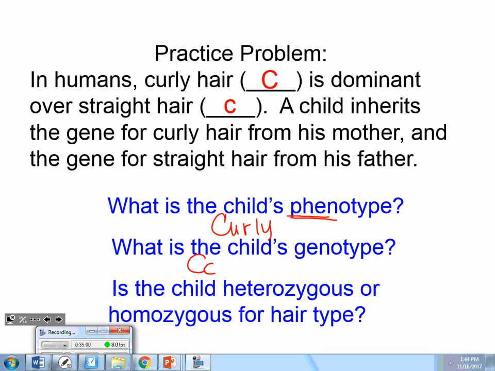Big C, little c. What do we got? Heterozygous or homozygous? Heterozygous, because each gene is what?